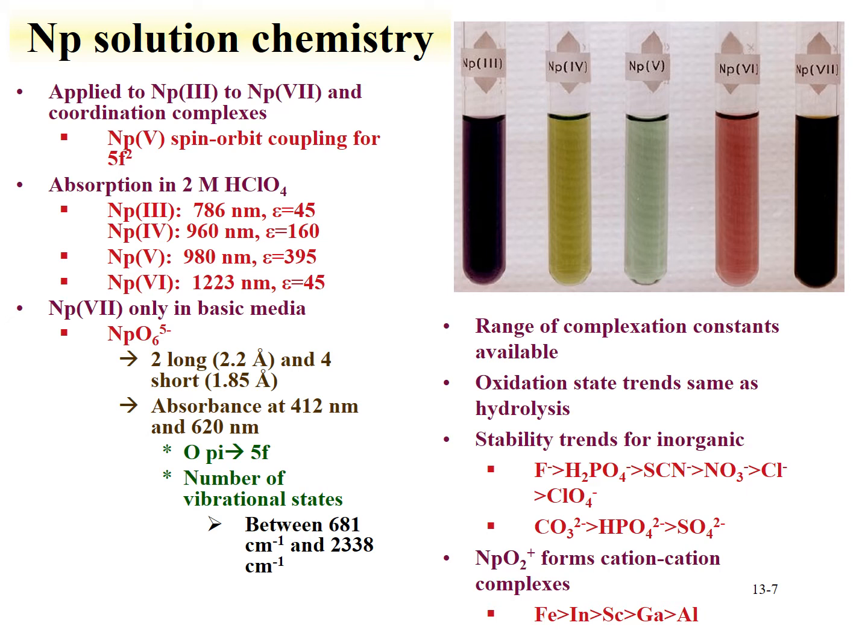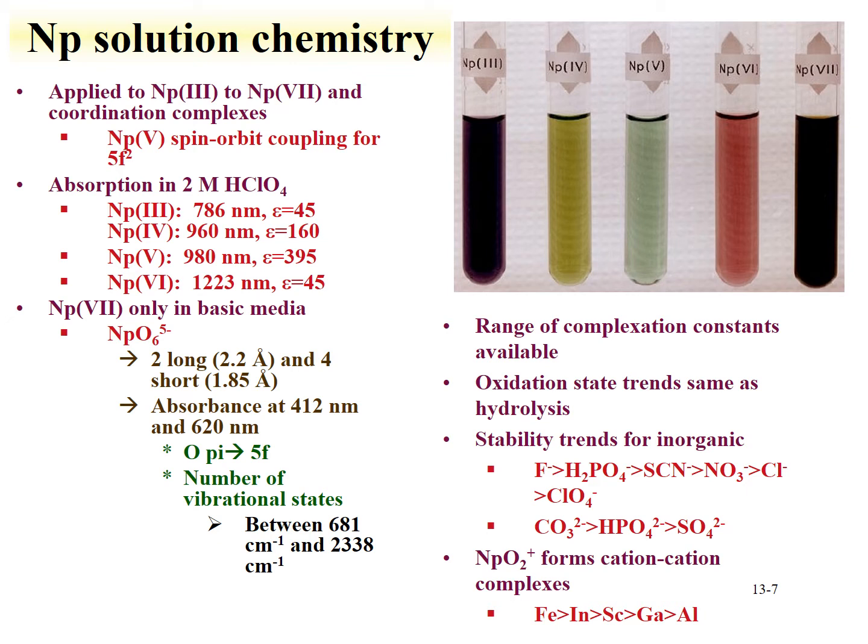This complex solution chemistry of neptunium can be explored for the range of the oxidation states. Detailed modeling has been explored with neptunium-5, looking at the spin orbit coupling of the two 5f electrons. Obviously, since the neptunium species are colored, UV visible spectroscopy can be a useful tool in evaluating its speciation.